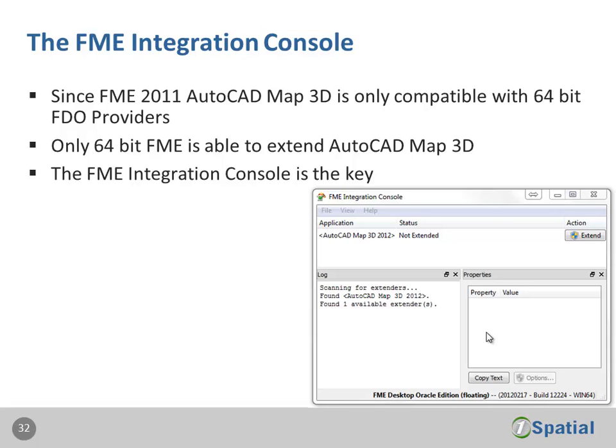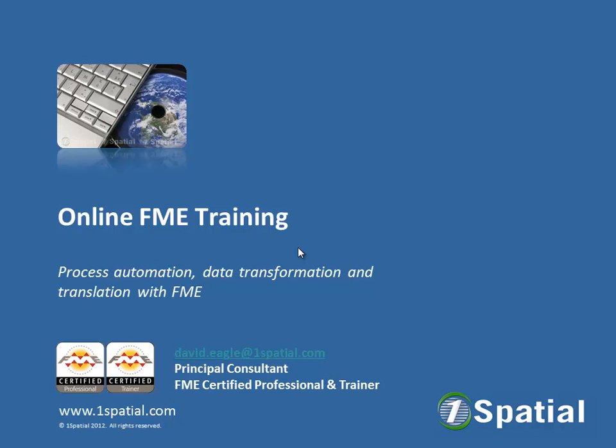The one thing that's important though is that since FME 2011, AutoCAD Map 3D is only compatible with 64-bit FDO providers. So you'll need the 64-bit version of FME to be able to extend AutoCAD Map 3D. If you want to download the 64-bit version of FME directly, you can do so from safe.com/downloads. Alternatively you can email us at fme@onespatial.com and we'll tell you a little bit more about how the 64-bit version of FME can benefit you.